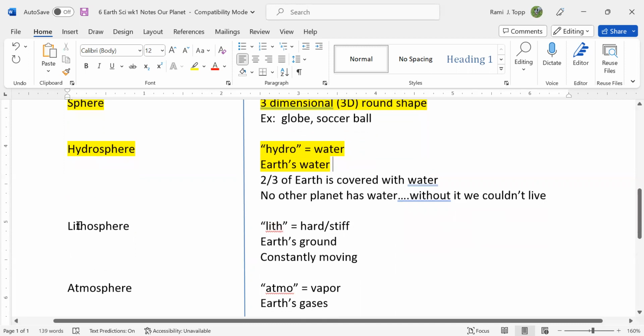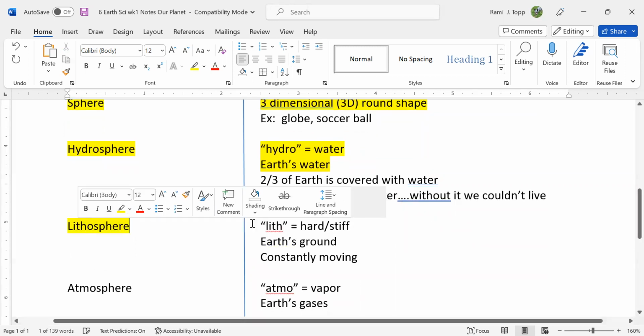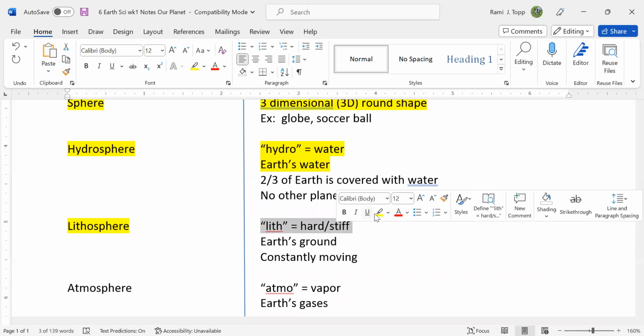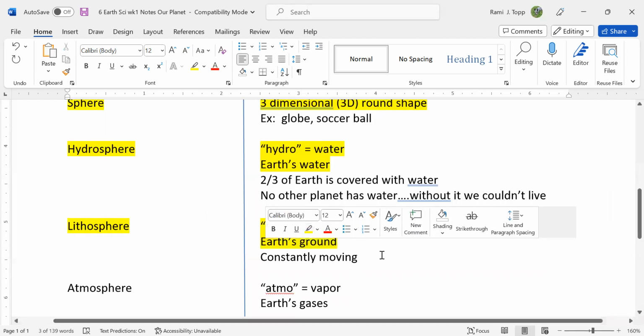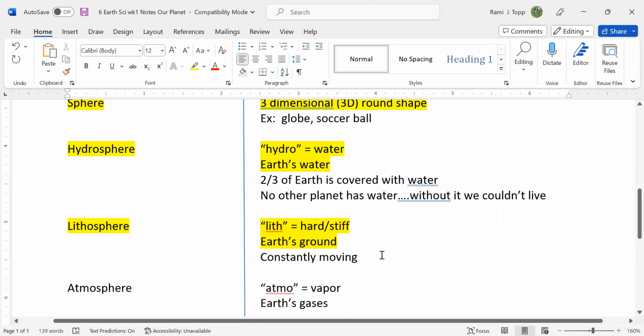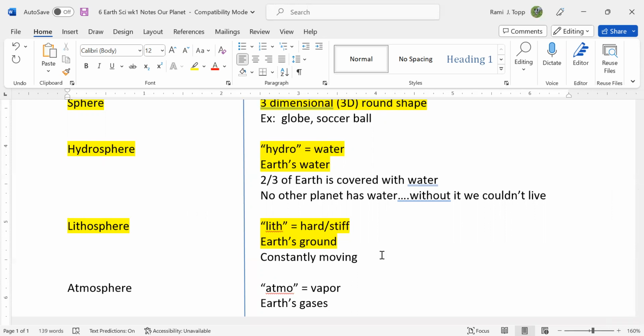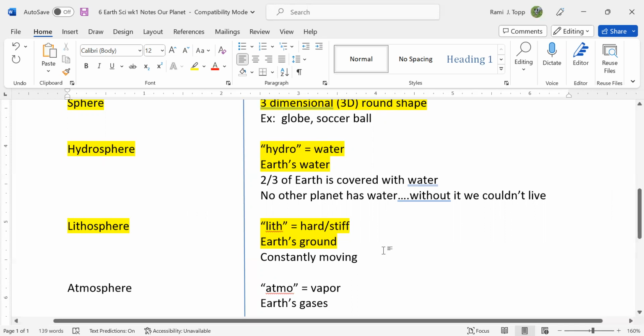Another part of our planet, we've got the lithosphere. Lith is a prefix that means hard or stiff. This refers to Earth's ground or crust. Okay, if you want to add the word crust in your notes, go for it. It's constantly moving. You're aware of like magma under the Earth and how that shifts and moves and how tectonic plates move and all of that sort of thing, which we'll dig into more later.